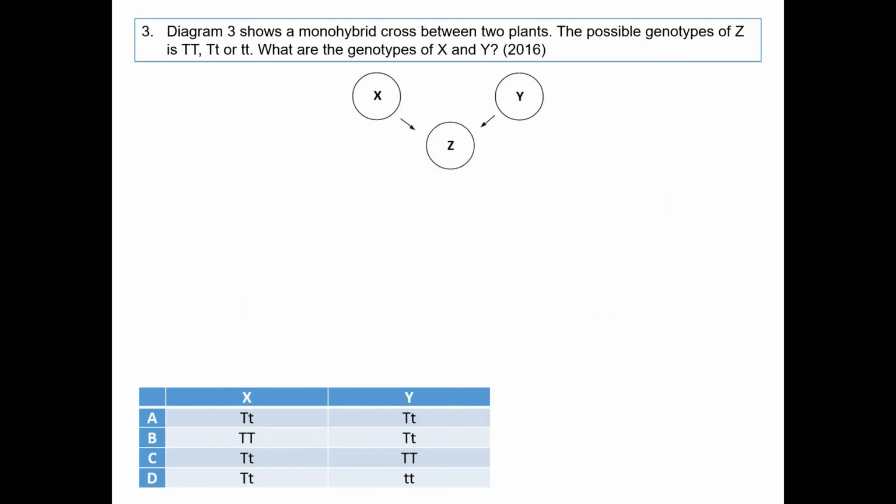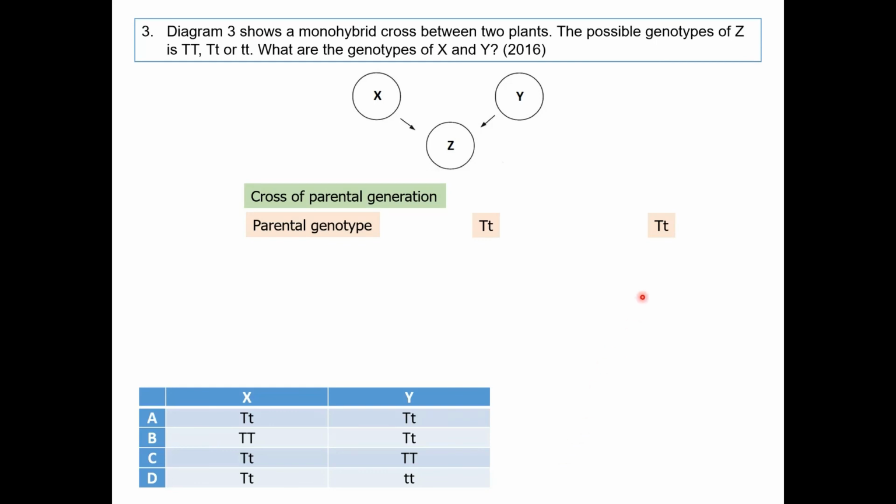Next, question number 3. Diagram 3 shows a monohybrid cross between two plants. The possible genotype of Z is big T, big T, or big T and small t, or both small t. What are the genotypes of X and Y? What is the genotype of X and Y to produce offspring with these genotypes? Okay, so what's the answer?